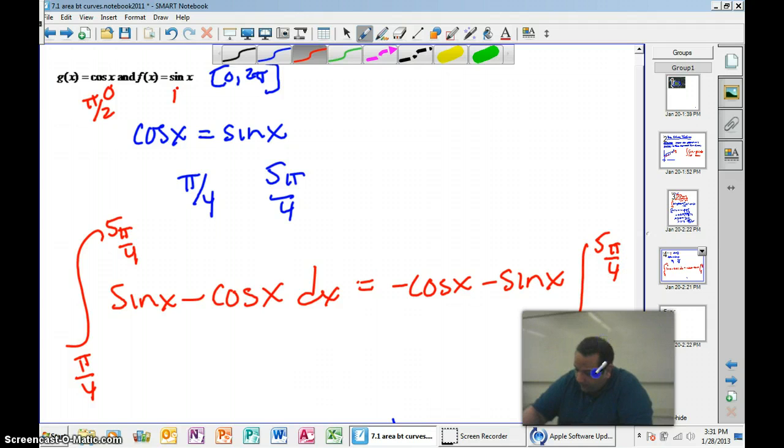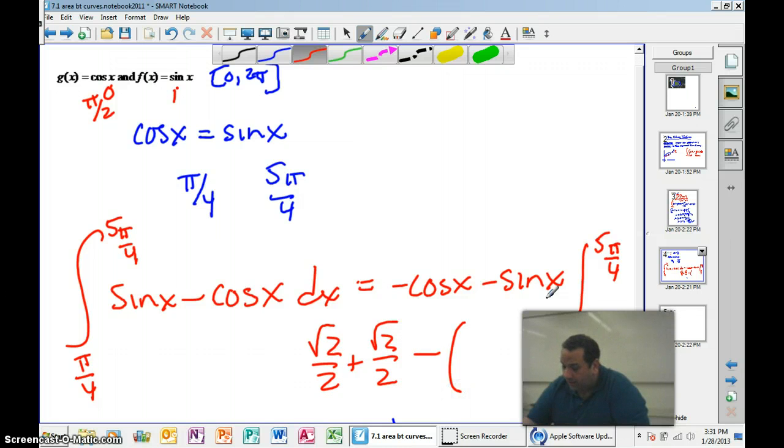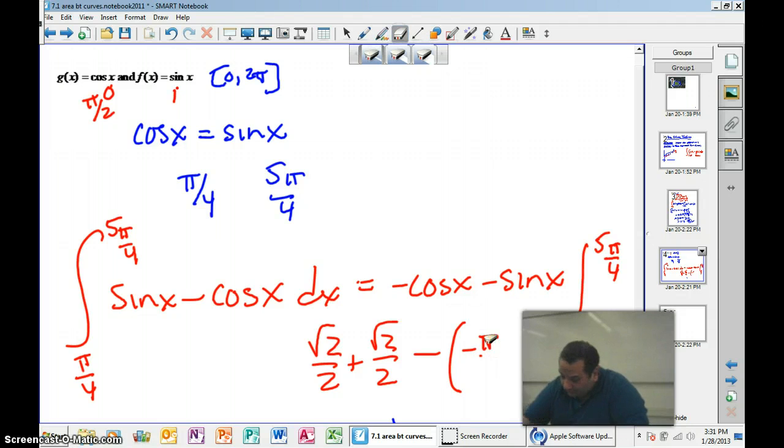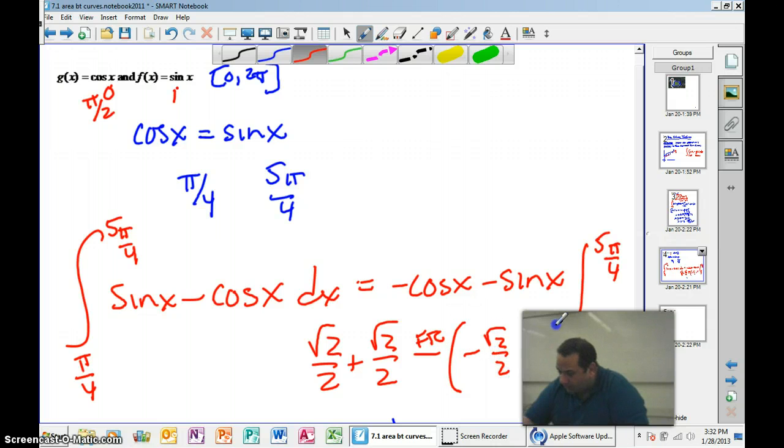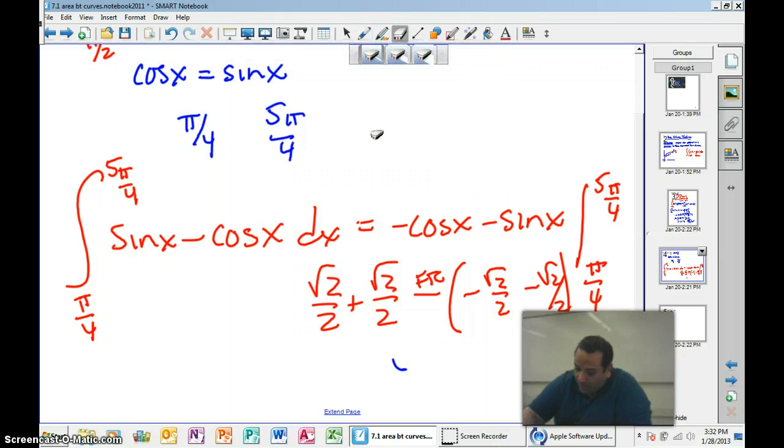So 5 pi over 4 would be negative square root of 2 over 2 for both of them. So that's actually square root of 2 over 2 plus square root of 2 over 2. Minus pi over 4 is going to be negative square roots of 2 over 2. It's negative, from the fundamental theorem of calculus, negative square roots of 2 over 2, negative square roots of 2 over 2. So if I look at the area between these, voila!